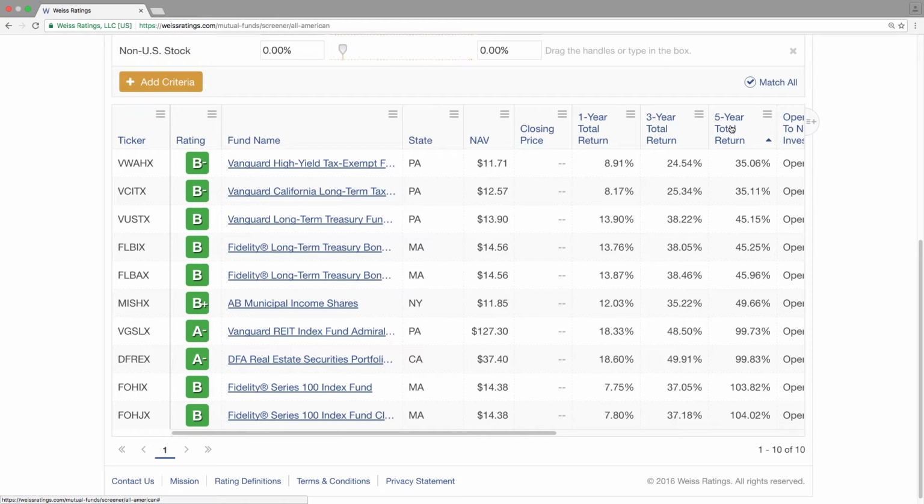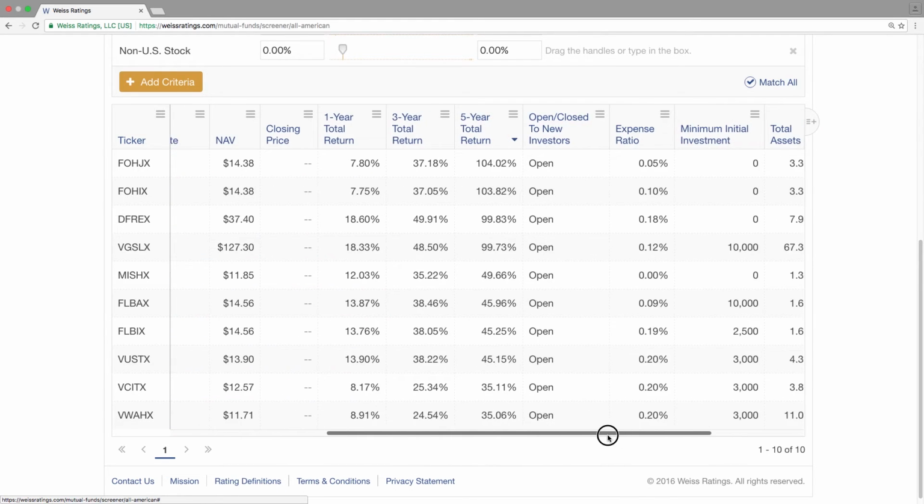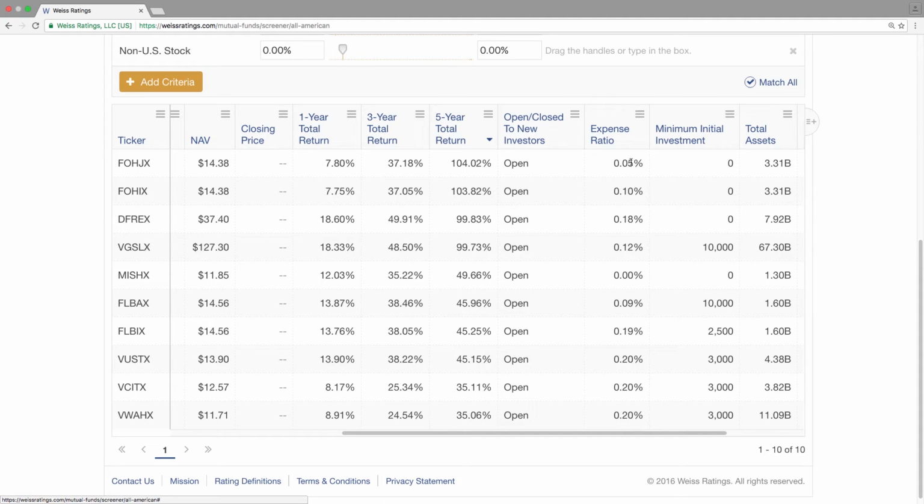You can reverse the large to small, small to large by just clicking on it again. And you can see here that the largest return is for this Fidelity Series 100 Index Fund at 104.02%, which over 5 years is one heck of a return. And you can see the lowest of these funds was 35%. Not a bad return. So you can sort these numbers any which way you like. You can scroll across here and look at the expense ratios, and you can see just at a glance that these expense ratios range from 0%, you've got 0.12%, you've got 0.05%, you've got 0.2%.